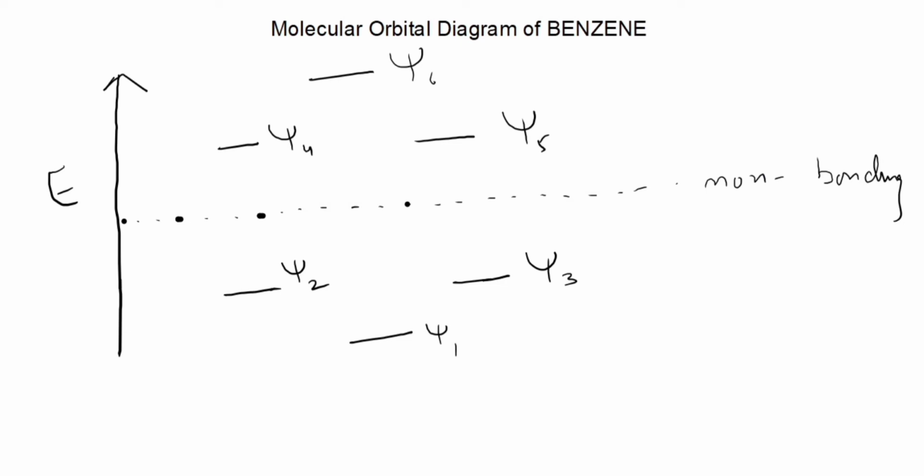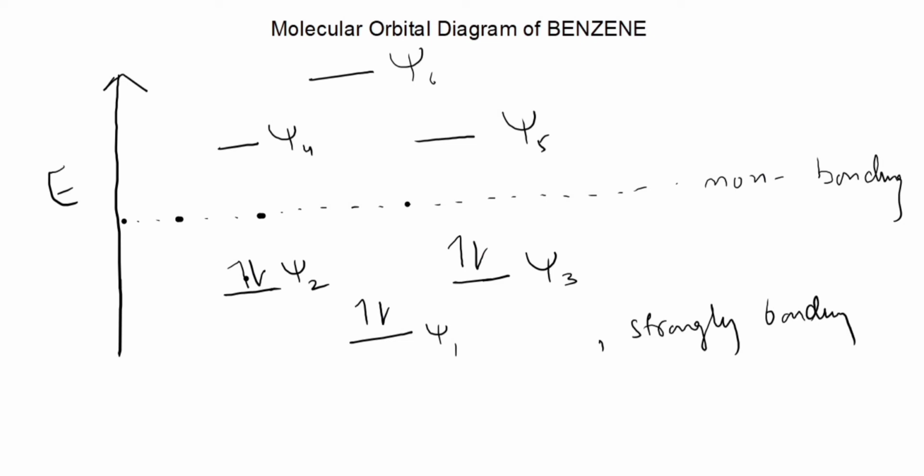Filling up the electrons, 1, 2, 3, 4, 5, 6. We know that benzene has 6 pi electrons, so we filled up all the electrons and we are getting nothing in anti-bonding. Talking about psi1, what type of orbital is this? This is strongly bonding.